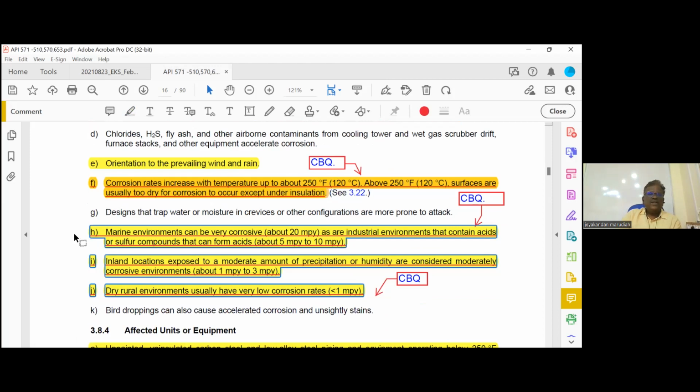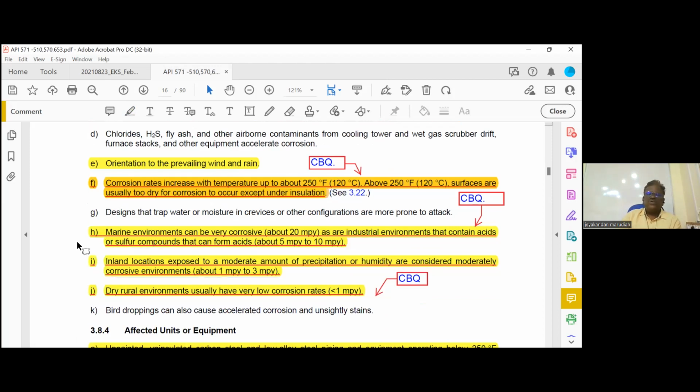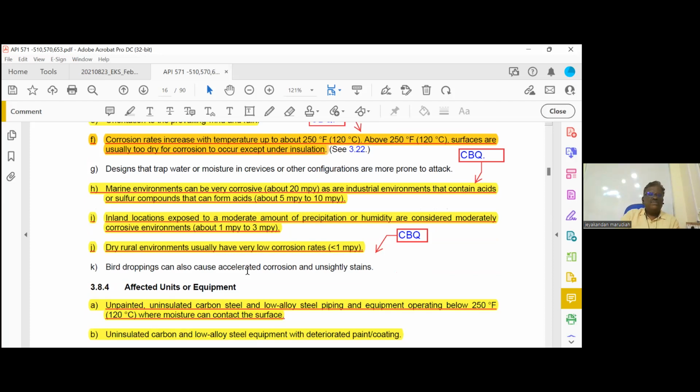Then highlight the H. Marine environments may be very corrosive, about 20 mils per year, as are the industrial environment that contain acid or sulfur compound, 5 to 10 mil per year. That is a close book question. Inland location exposed to moderate amount of precipitation of humidity. That is a wet rural, 1 to 3 mils per year. That is also important. Then J. Dry rural environments usually have very low corrosion rate, less than 1 mil per year. So you have to remember 20, 5 to 10, 1 to 3 and less than 1. These values you have to remember. These are the close book questions.